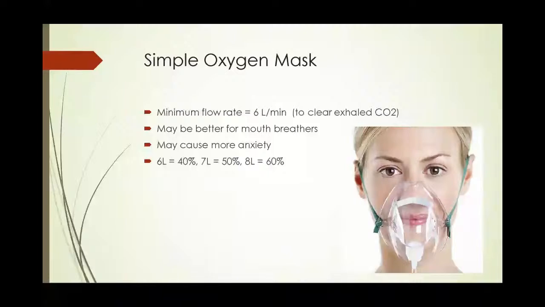Another option here would be a simple oxygen mask. Minimum flow rate here is you're going to want to at least give them 6 liters per minute, and that's just to make sure you clear any exhaled CO2 that remains in the mask. This may be better for patients that are mouth breathers. The mask, however, may cause more anxiety. But as far as the concentration of oxygen with the simple oxygen mask, it could range anywhere from 40 to 60%. So if you put on a full 8 liters, you're almost doubling that of atmospheric oxygen.